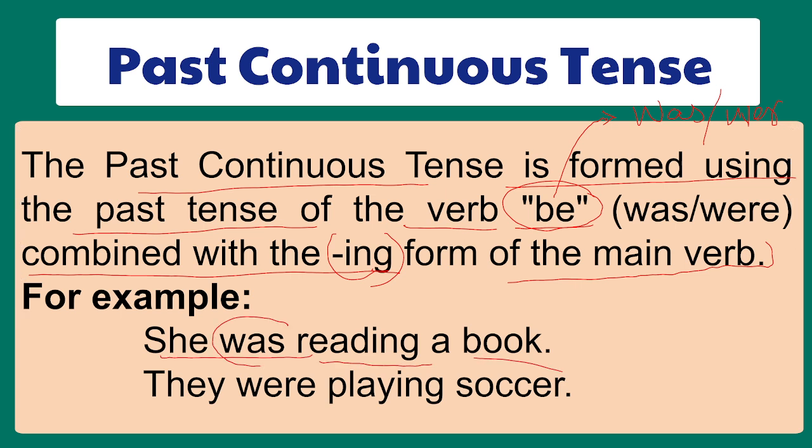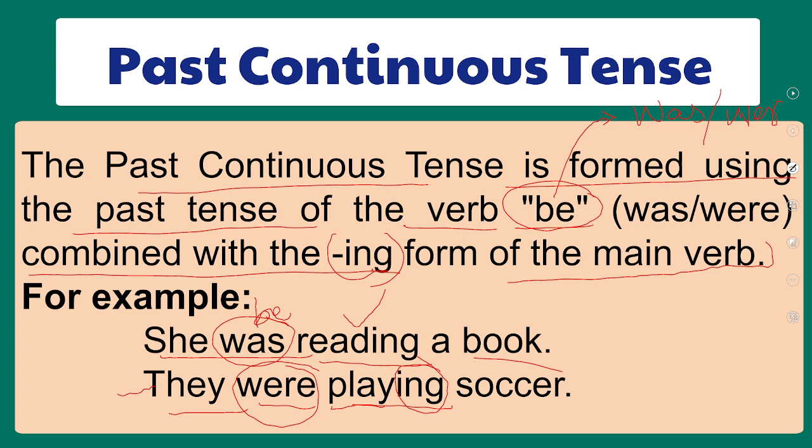So here is the be family, and the member of the be family from the past tense, was, and then we add the ing form of the main verb, reading. This is how we can craft a past continuous tense. Like, they were playing. We use were because the subject is plural, and then with the main verb we use the ing form. This is how we can make the past continuous tense.